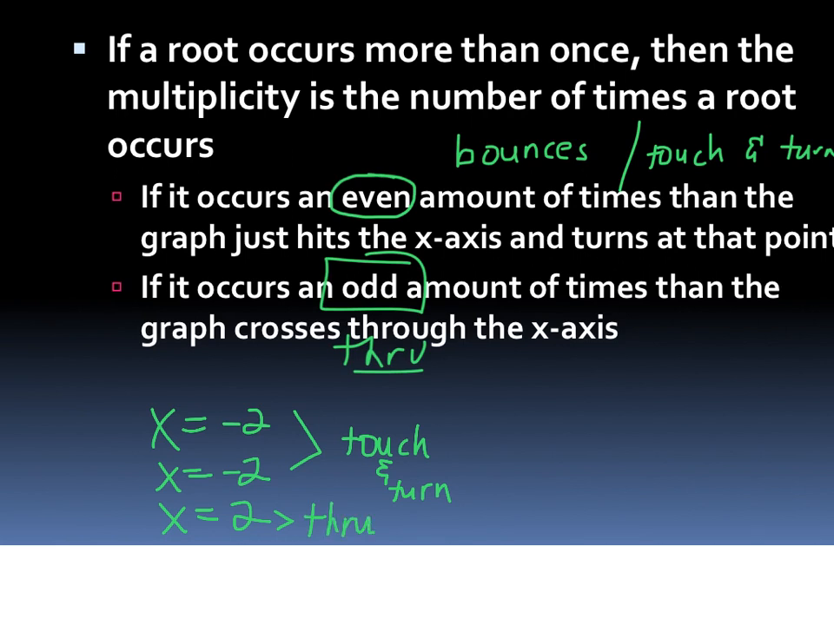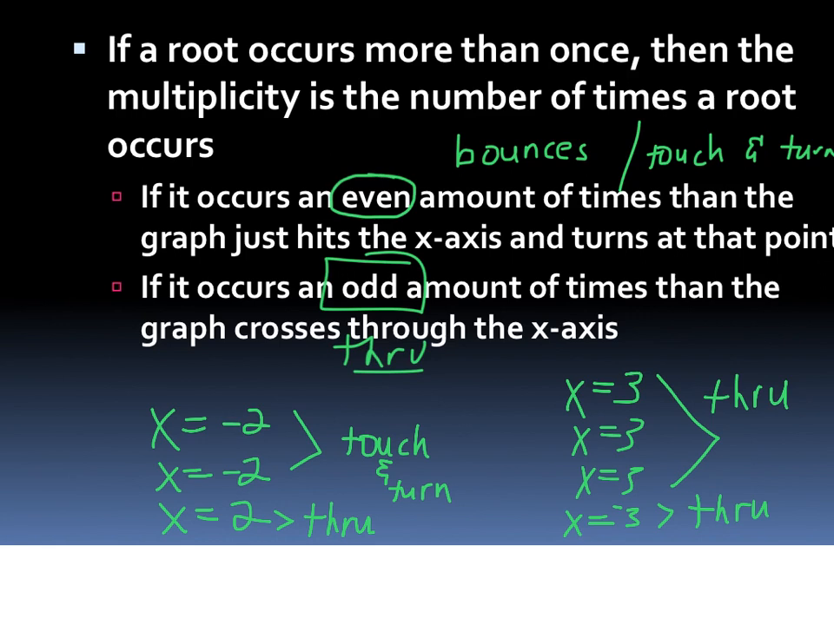Good. So if you had x equals 3, x equals 3, x equals 3, and x equals -3. Well, how many times do you see x equals 3? 3 times, okay? There's multiplicity there. If it's an odd amount of times, what does it do at that point? Austin, you are correct. Since it's an odd number of times you see it, it's going to go through. How many times do you see -3? Once. Is that an odd number or an even number? So it's going to go through.